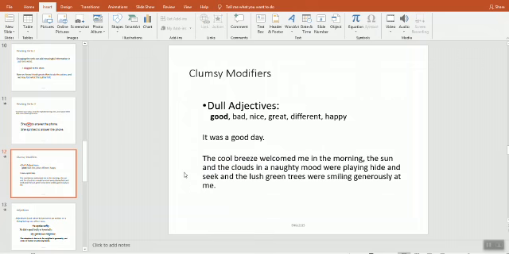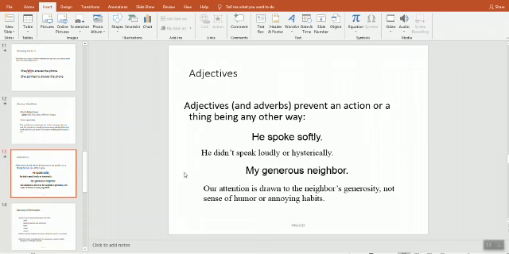So it is not simply, "It was a good day." A good day for me could be sleeping the whole day, or a good day for you could be shopping all day, or for anybody else it could be meeting with friends. So we need to clarify, we need to paint a picture of what was good there.